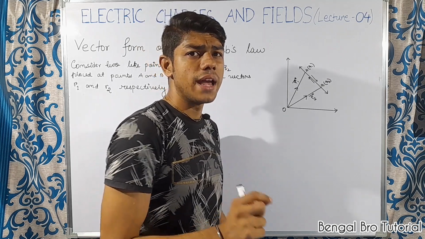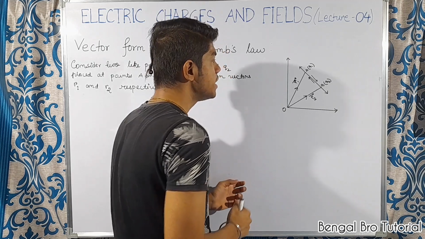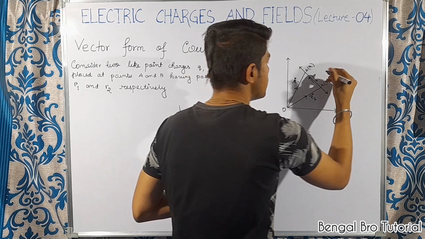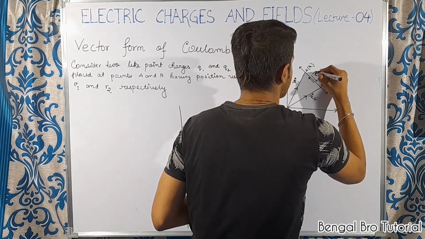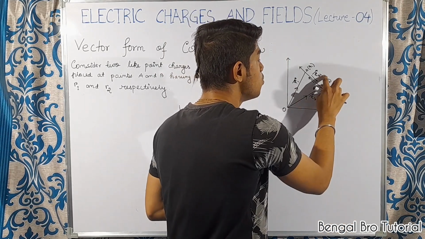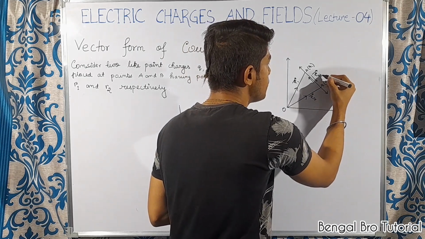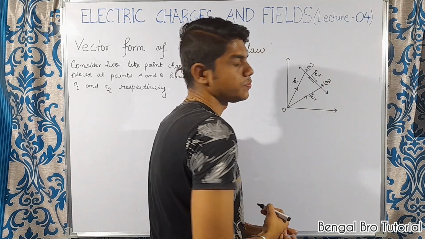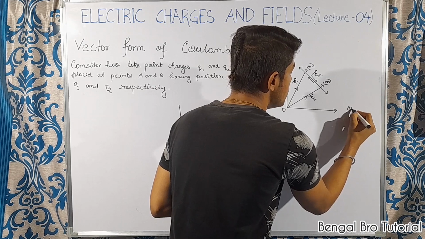Now students, please pay attention or you will get confused. Vector leading from charge q1 to q2 can be represented by r21. I am repeating once again, r21 represents the vector which is starting from charge q1 and ending in charge q2. And if you look at the diagram, we are talking about the AB vector.